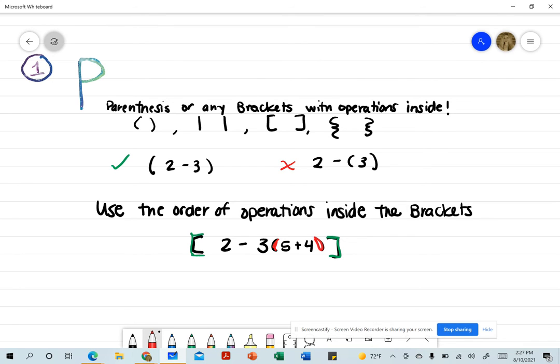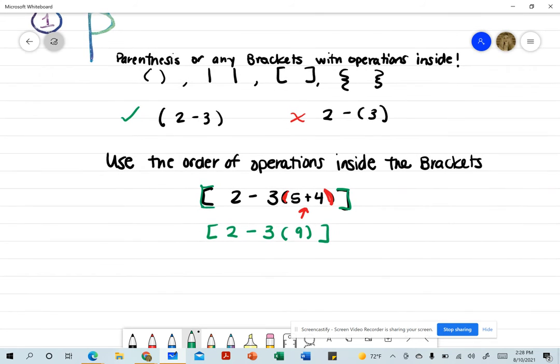I'll put them in red. Well, what does that mean I have to do? I have to do these parentheses first. So what I would do is I'd rewrite this. This becomes 2 minus 3 times 9, right? Because if they're in parentheses, remember that's a multiplication. But I simplify the parentheses in the parentheses first. So I always work in to out.